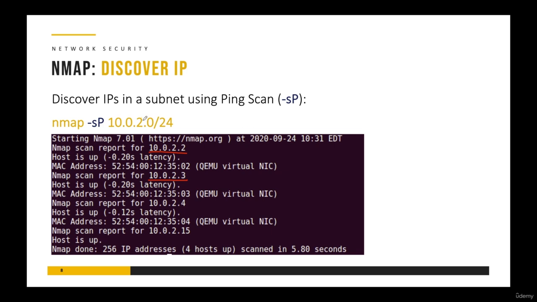Since we used a mask of 24, nmap is going to scan 256 different IP addresses or different hosts, and it's going to tell you how many of those hosts are up. So now we are going to move to the virtual machine and do a practical demo. After that, some tasks would be assigned to you to complete on your own.